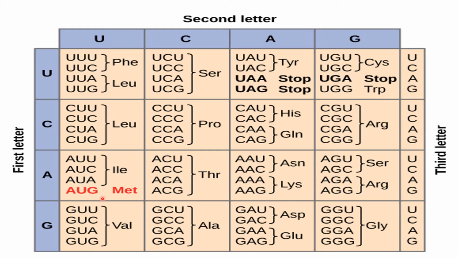And others are like valine. Valine has such different codons. Alanine has such different codons. Similarly, threonine has also more than one codon. Proline also has more than one codon. Here, serine, leucine, phenylalanine, glutamate, and glycine all contain more than one codon.